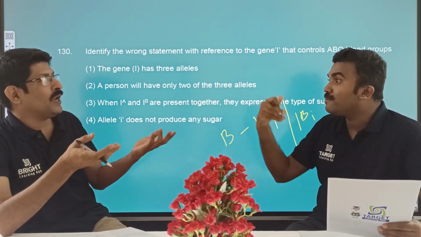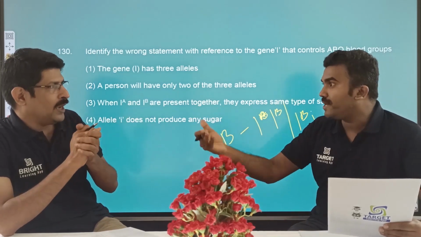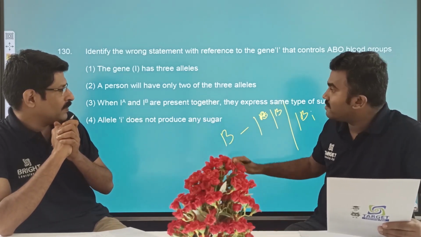No, they are producing different types of sugar. That's why IA and IB are two different, equally dominant alleles. They are equally dominant. So the answer is 3.